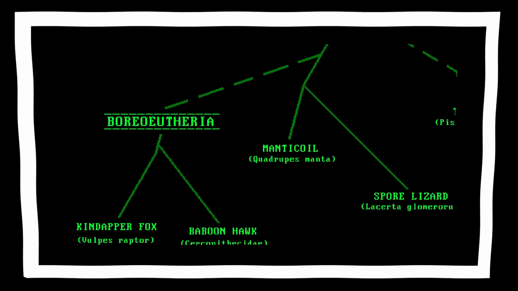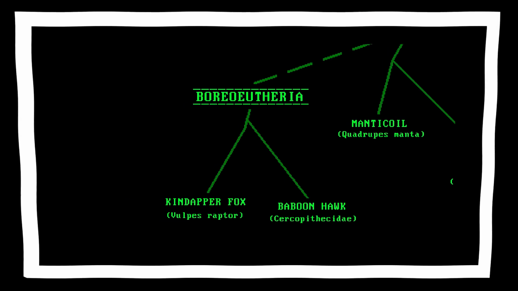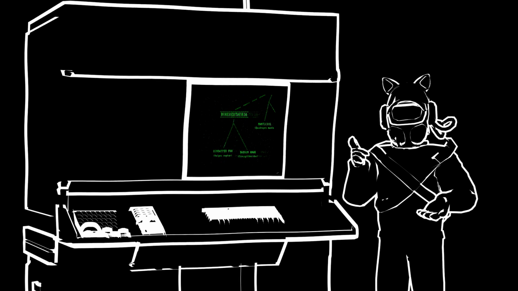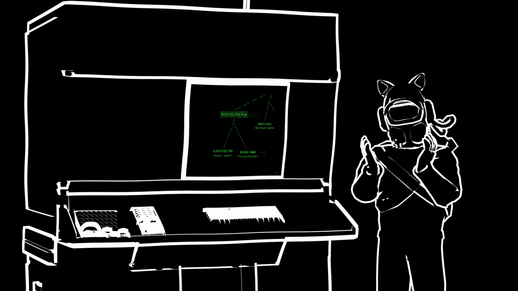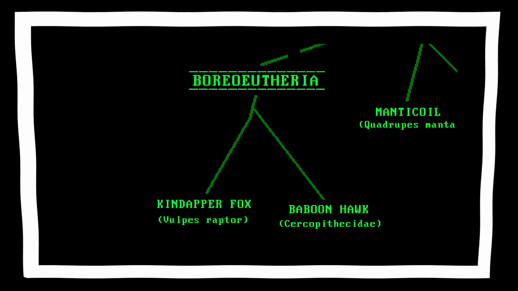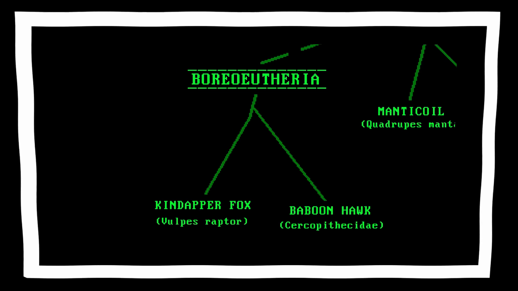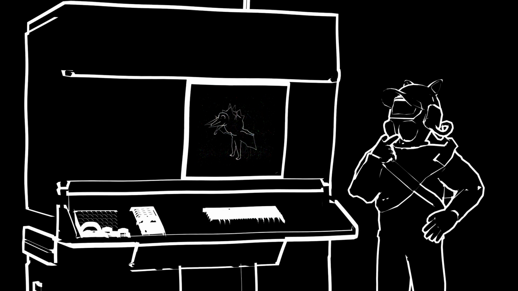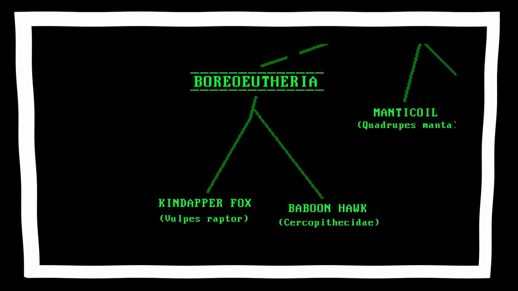Anyways, we have Boreoeutheria, which basically classifies mammals that are fed by the placenta when they are in their mother's womb, rather than coming from eggs or something like that. So we have the kidnapper fox, Vulpes raptor, and then we have the baboon hawk, which comes from the family Cercopithecidae, which is a family of baboons. You might have been able to guess that. And then this is a family of foxes.